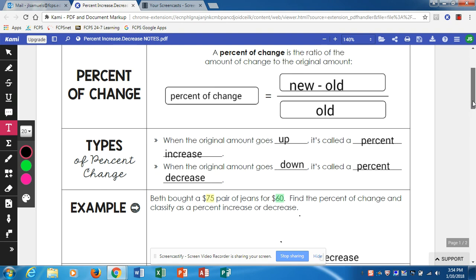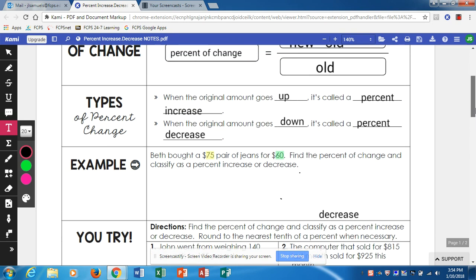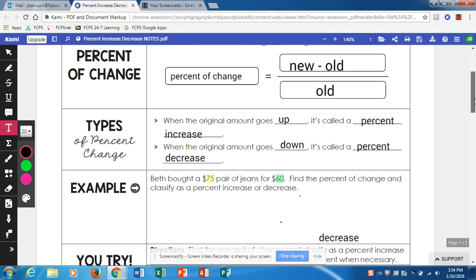Okay, so let's use some common sense. Earlier I talked about percent increase, percent decrease. Clearly when the original amount goes up, let's say something starts at 50% and then increases to 75%, it's called a percent increase. When it rises, when it goes up, it's called a percent increase. When it drops down, let's say we start with something that is 100% in the class and you drop down to a 90, that is clearly a percent decrease. Don't think too hard about this. Don't make this harder than what it is. Okay, so let's go ahead and do a couple of examples.